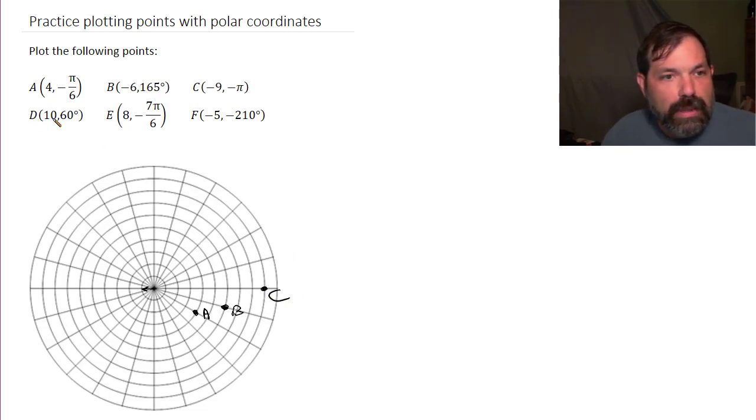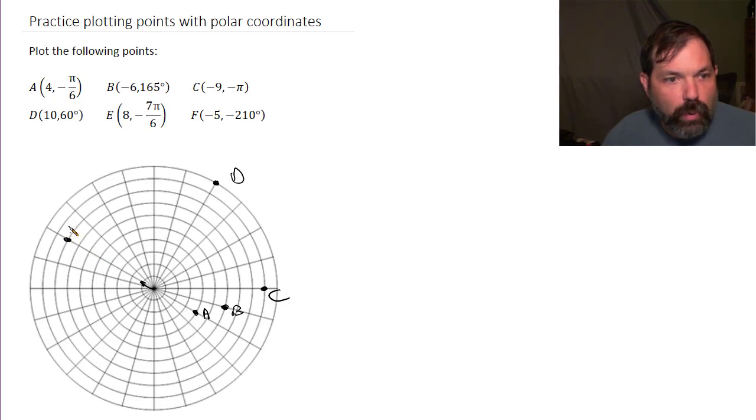Point D, 10, 60 degrees. All right, so 60 degrees, I'm on the 60 degree axis, and I step out 10 spaces. So actually that was a point that we saw in the previous exercise. Point E, 8, negative 7 pi over 6. So negative 7 pi over 6 is that radius right there, that axis, and then step out 1, 2, 3, 4, 5, 6, 7, 8 steps.